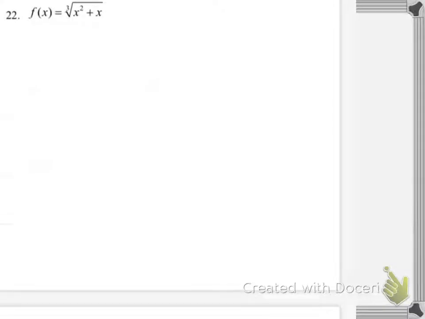Okay, for 22, taking the derivative, what I would highly recommend that you do is take a second to rewrite it. Whoops, I'm so sorry. Let me undo that because I haven't taken the derivative yet. So, rewriting it, let me just start all over. Rewriting it gives me f of x equals, put your paren around x squared plus x, and raise that whole thing to the 1/3 power. Okay, so now you're ready to take the derivative.